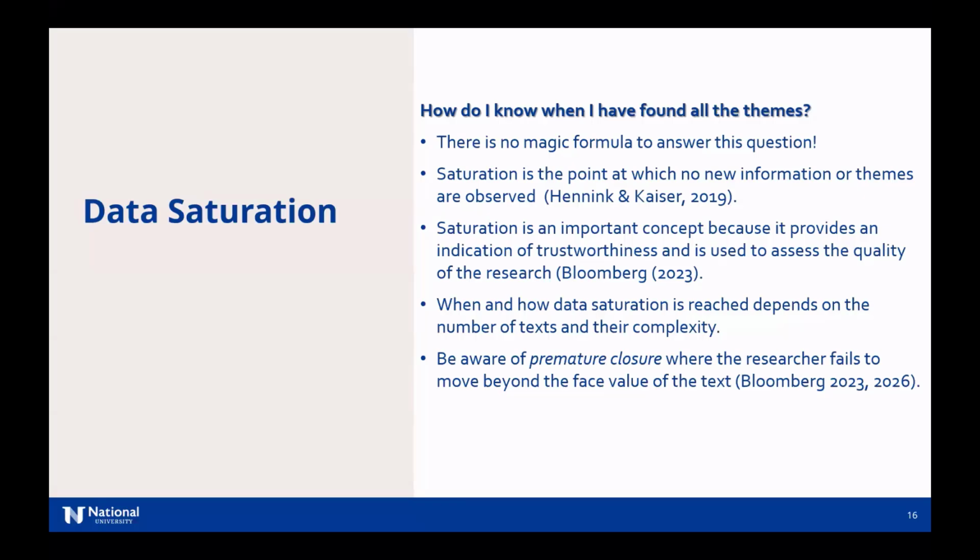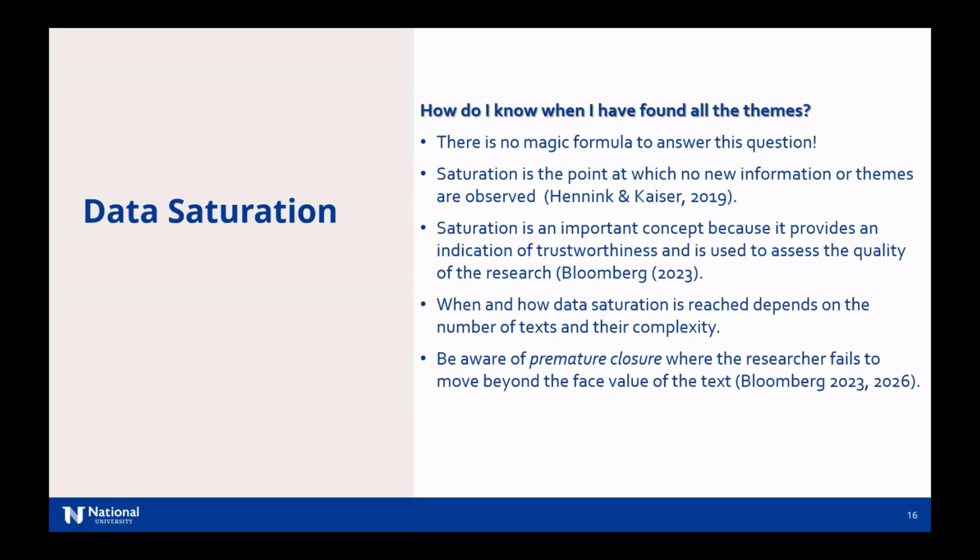It's an important concept because it provides an indication of trustworthiness, and it's also used to assess the quality of the research. When and how saturation is reached depends on the number of texts and their complexity. And a researcher must be acutely aware of premature closure, where they fail to move beyond the face value of the text. This is something I talk about in most of my publications on qualitative data analysis, because premature closure really limits the study and limits the rigor of the study.